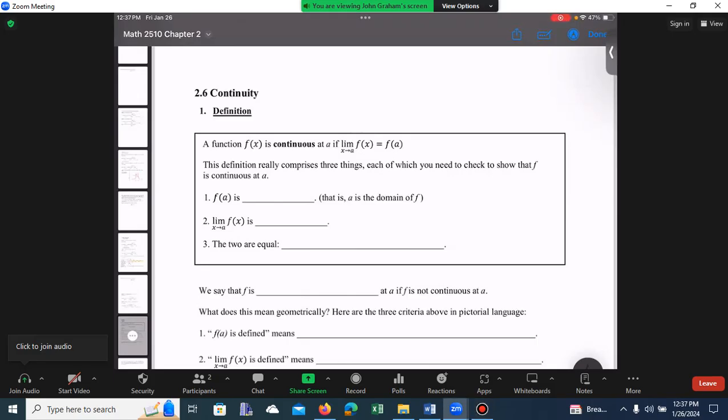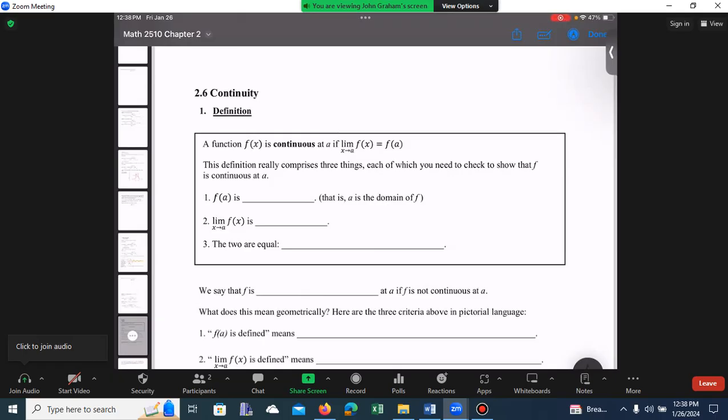Hi, this is Math 2510, and this video is over chapter 2.6, and we're going to look at continuity, which is really just a fancy way of saying we're going to look at when functions are continuous and what makes a function not continuous. The function is continuous at a if the limit of the function as x goes to a of f of x equals f of a.